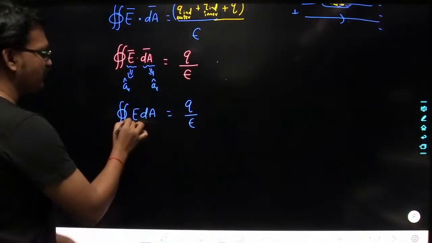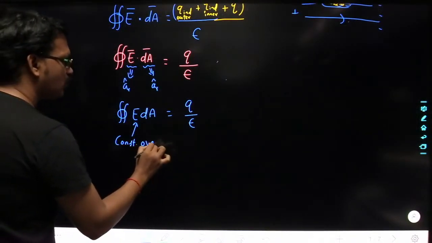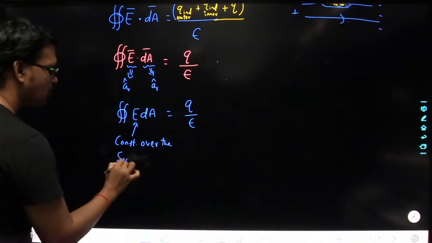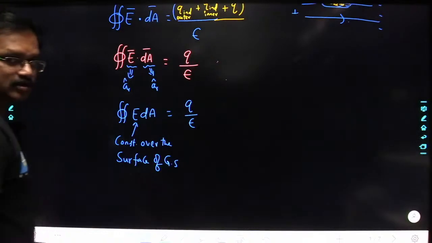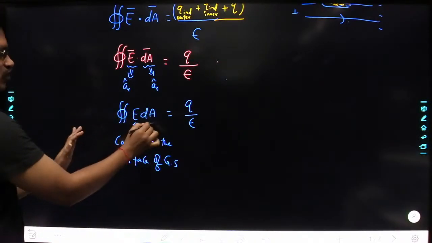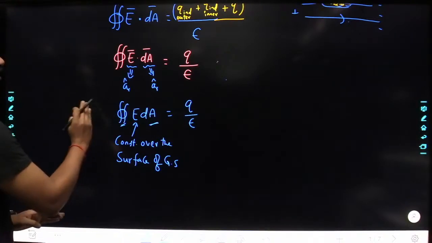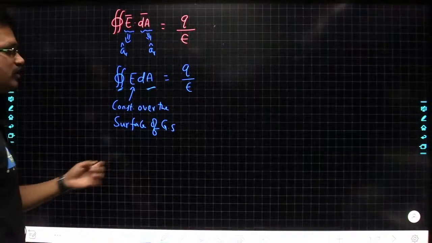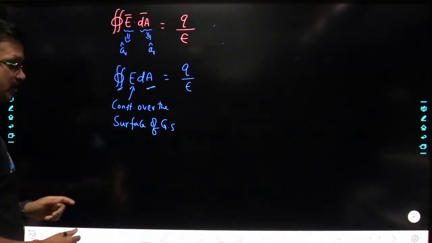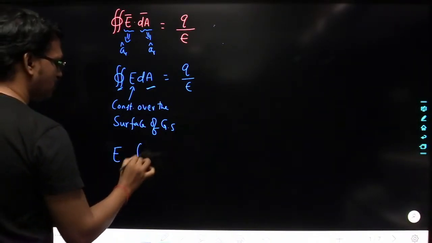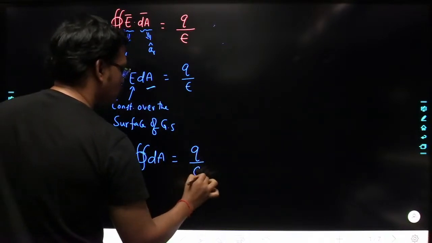And this electric field is constant. Yes or no? It is constant over the surface of what? Over the surface of the Gaussian sphere. Right? So over this surface, the electric field is constant, which means you can take it out of the integration. Yes or no? It is constant with respect to this integration variable. So then you are going to get what? E into closed surface integral dA, which is equal to Q by epsilon.